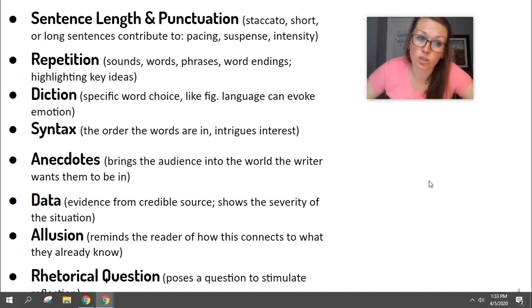Another method or another choice that a writer can make is syntax. Do they put the words in a specific and intriguing order that might be unusual or unexpected? So everyone loves Baby Yoda, right? But Yoda is the quintessential example of speaking in an unusual order that really gets our attention.